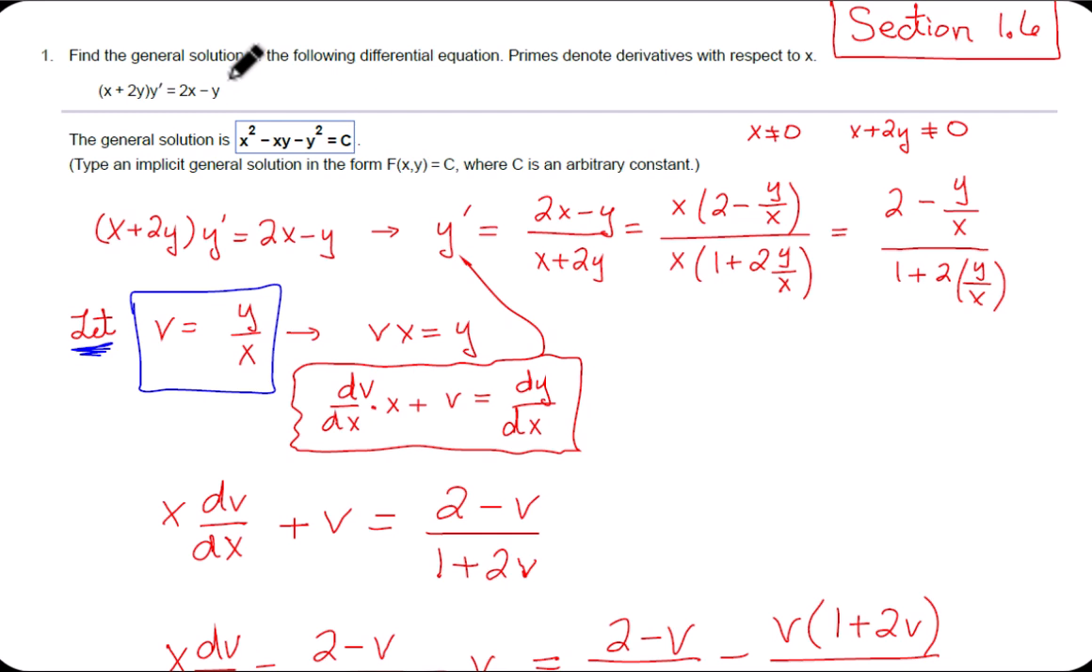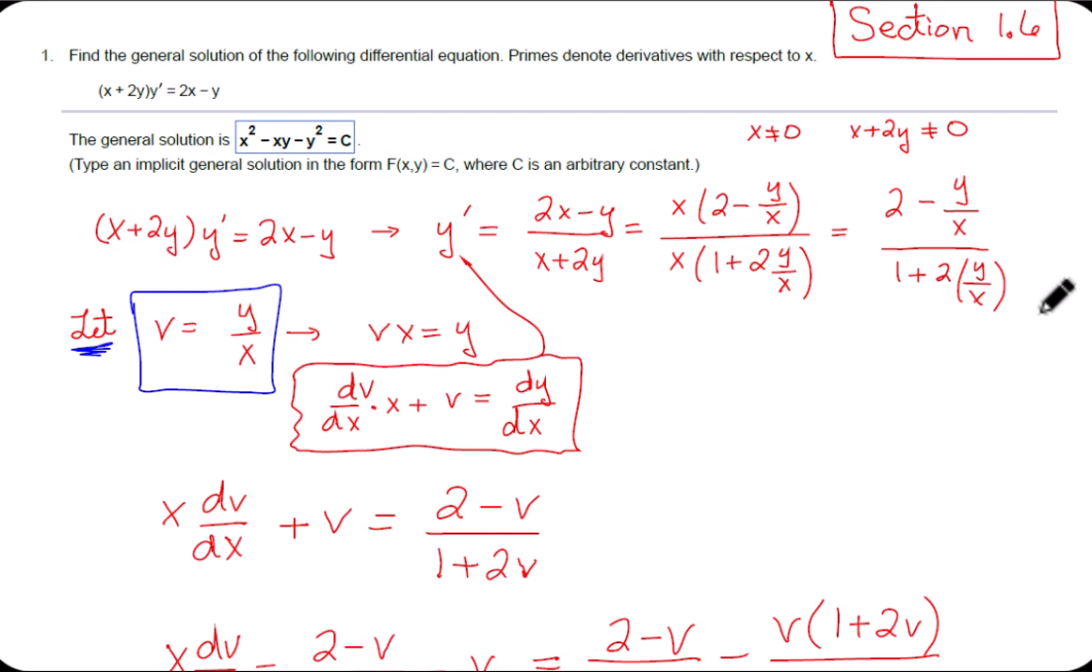So let's start to clean it up and maybe something will pop out. So let's see. Here we start off. I'm going to divide both sides by x plus 2y. All right, so y prime is here by itself. I'm noticing I've got an x here, and so I've decided I'm going to factor an x out of the top and the bottom.